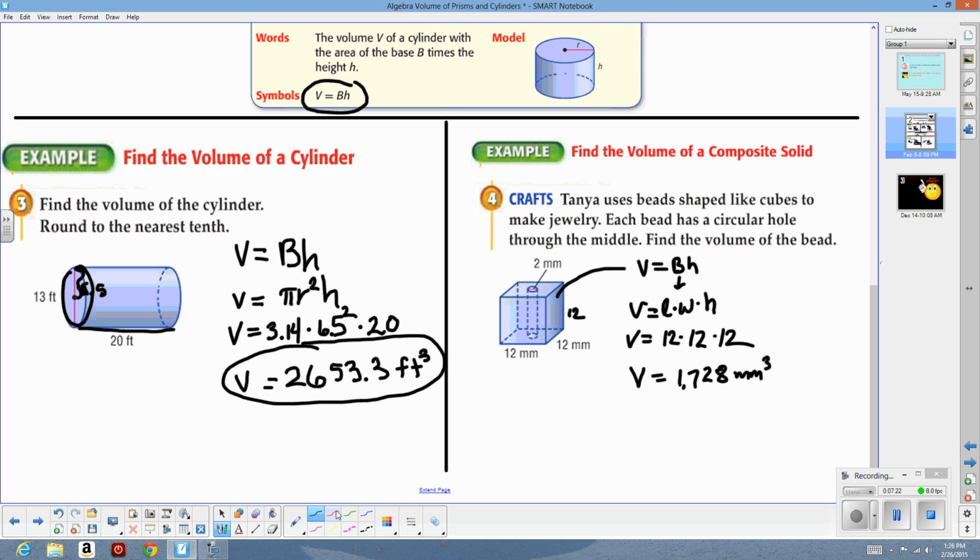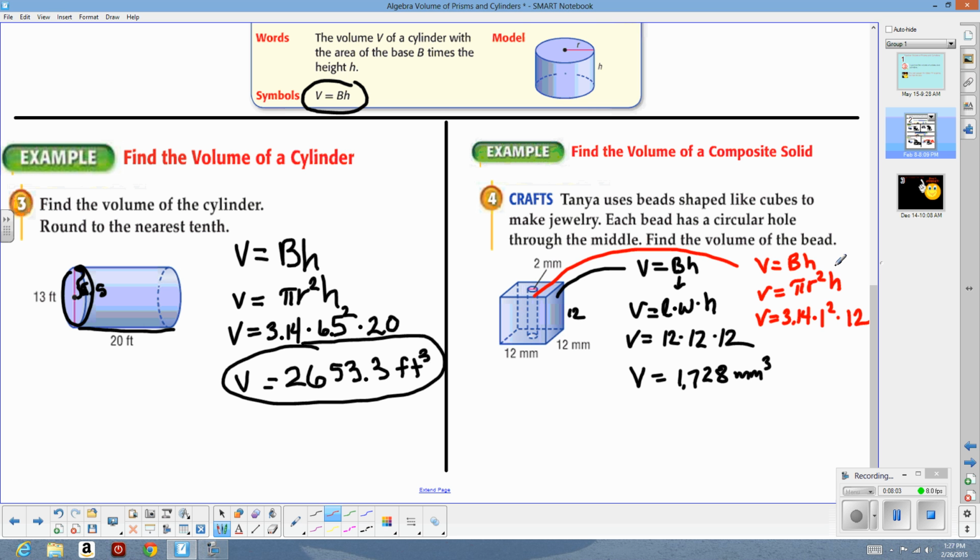Now we're going to find the volume of this cylinder that's cut out through the middle. Remember, volume equals big BH. Big B stands for the area of the base, and the base is a circle, so that's going to be pi r squared times how tall it is, or the height. So the volume is going to equal about 3.14 times the radius is going to be 1 since the diameter is 2. So 1 squared times the height of the cylinder, which is going to be 12.